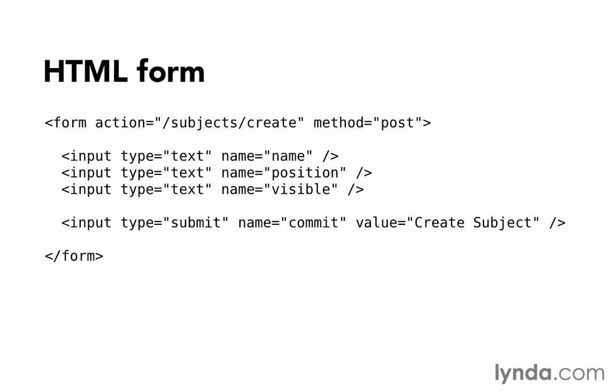Notice that the method on the form is post. That's different from clicking a link or typing a URL. Links are GET requests, forms are POST requests. When we submit the form to the create action, Rails will have the values for these form fields in the POST parameters. POST parameters are accessed the same way as GET parameters. We just say params name, params position, params visible, just like we did for params ID.